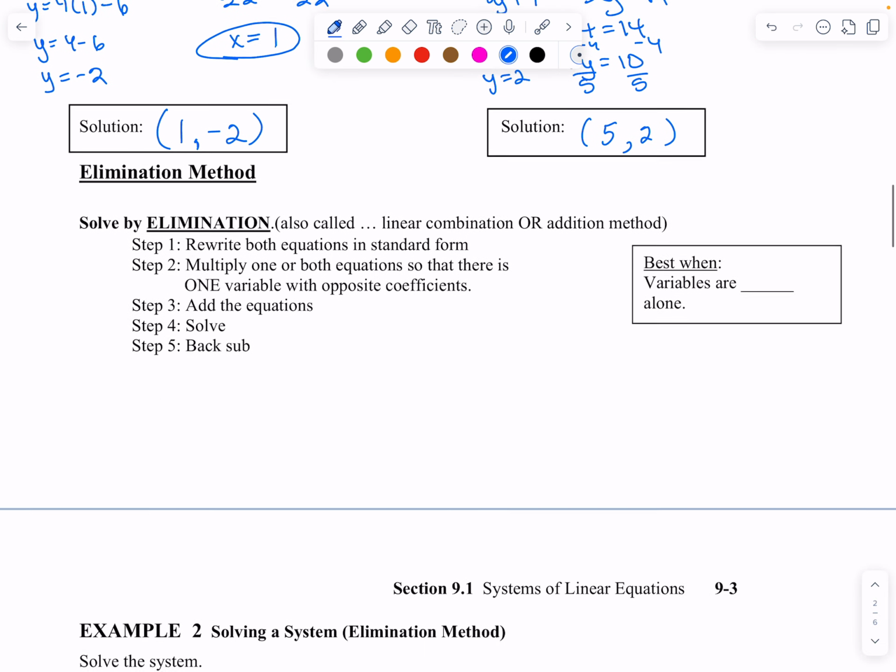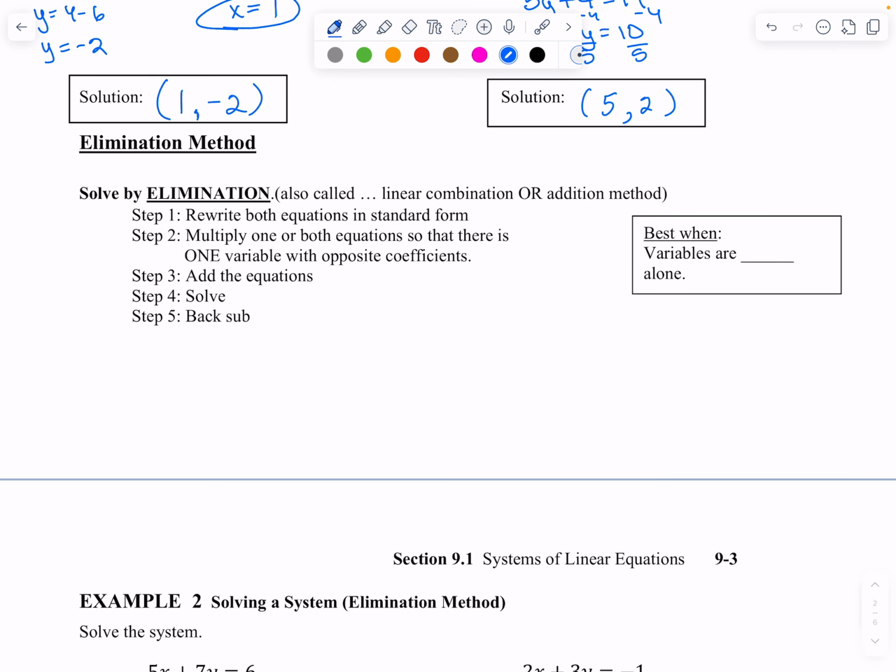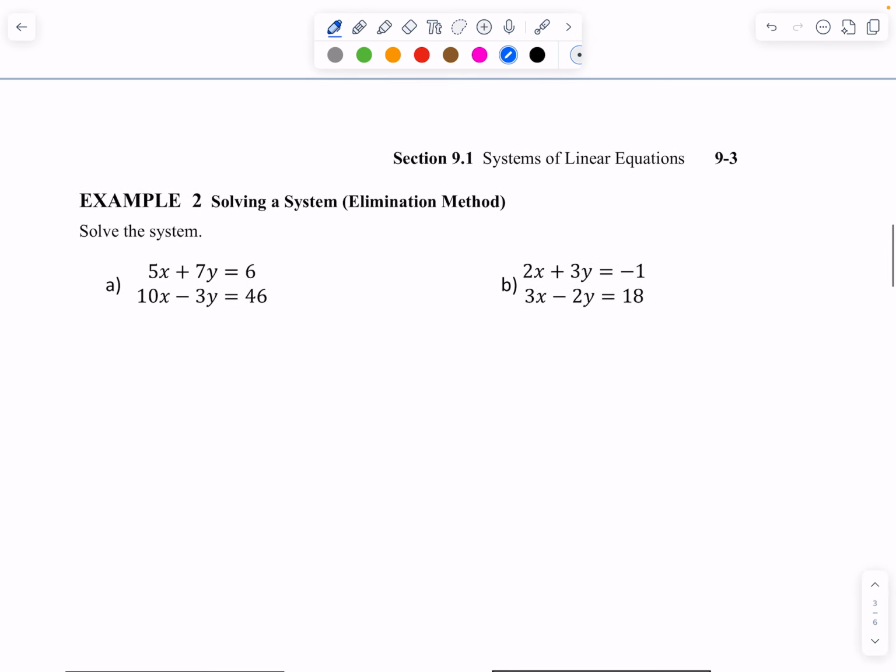Okay, now the next one is the elimination method. So my first step is, and I'm going to use this when the variables are not by themselves, not alone, you're going to write everything in standard form. Okay, so standard form is ax plus by equals my constant. So I have an x column, a y column, and then my constant. And then I'm going to try and cancel out an x or a y. Okay, and then we'll add and solve and back substitute. So that's my steps. Let's just work one so you know what I'm talking about.